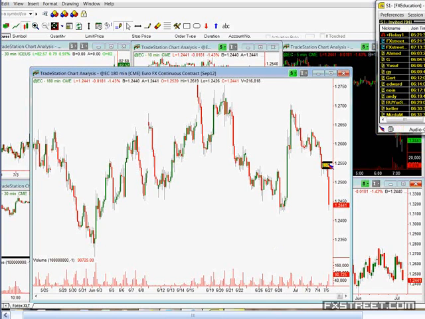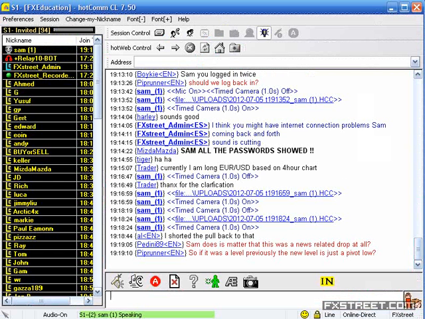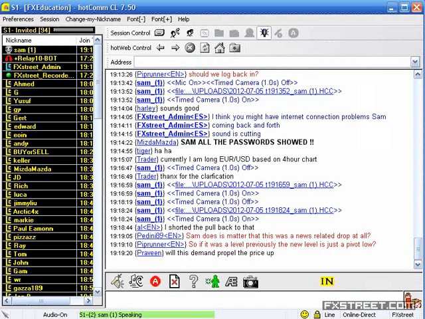Okay. You shorted a pullback to that? Great. Yeah, that. No, the news is just going to speed up what was going to happen anyway. Okay.